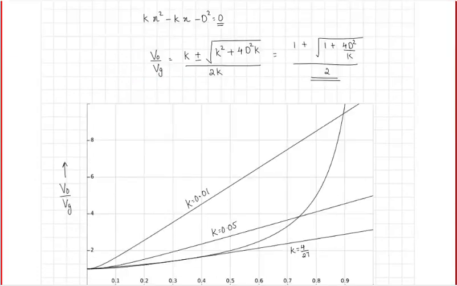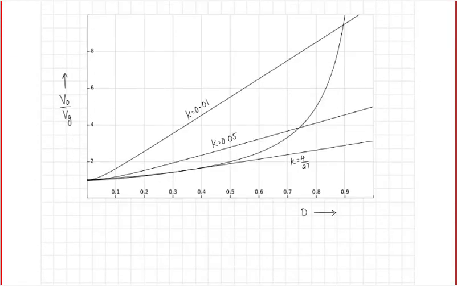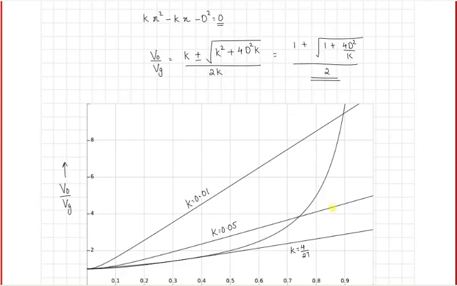Right? So what we see is that the variation is almost a straight line for small values of k, and this is easily understandable from the expression that we derived as well, because if you look at this term inside the square root for very small values of k like 0.01 or 0.05, the term 4d square by k is going to be much greater than 1, and so 1 can be neglected with respect to that, so VO by VG can be approximately written as 1 plus square root of 4d square by k divided by 2.